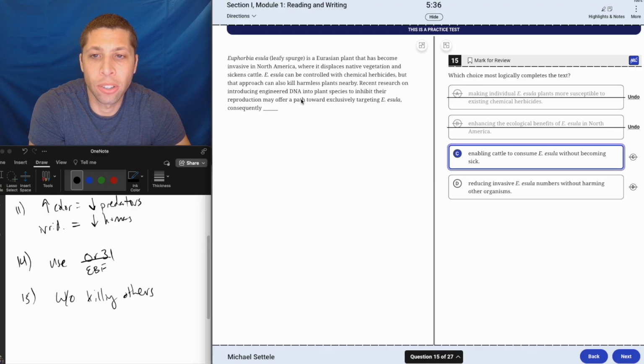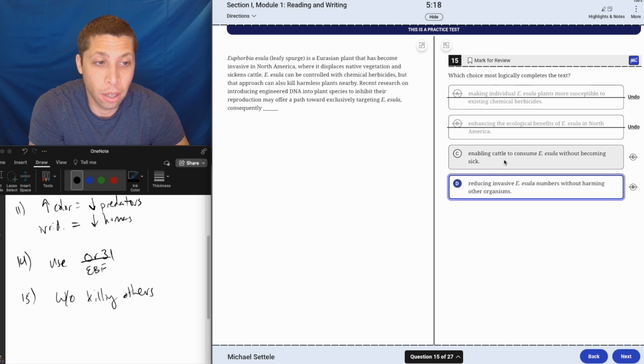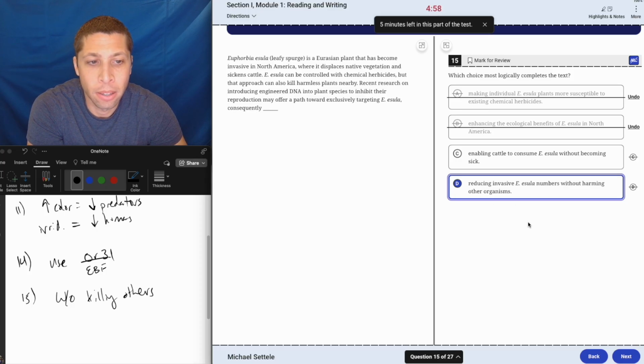It displaces native vegetation and sickens cattle. It can be controlled with chemical herbicides, but that approach can also kill harmless plants nearby. Recent research on introducing DNA to inhibit their reproduction may offer a path. Okay, so we're not letting it grow. So we're not changing whether or not it sickens cattle. It sickens cattle no matter what. We just want there to be less of it. So if we stop it from growing, it's more that they just wouldn't get sick because they're not eating it anymore. But really the problem is that you want to kill it, but you can't without using this herbicide. Yeah, that's the answer. People are going to pick the cattle thing though because they see that first.